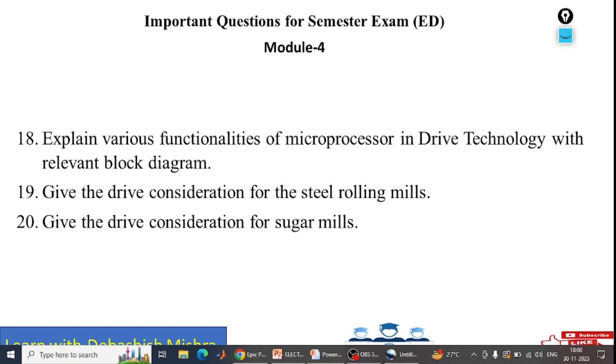And definitely I will provide short questions. I am preparing short questions. I will try to give some short questions which will definitely help you to score good marks and to clear the paper easily.